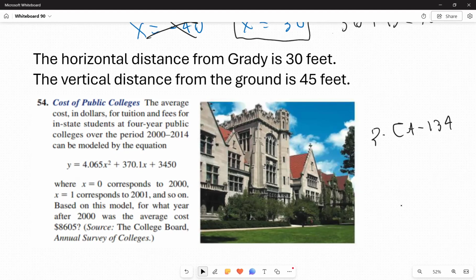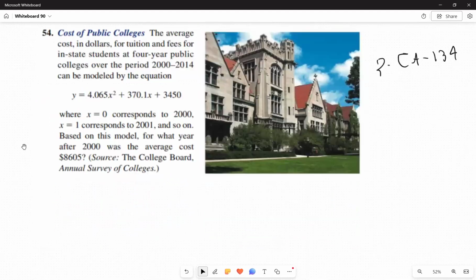The average cost in dollars for tuition and fees for in-state students at four-year public colleges over the period 2000 to 2014 can be modeled by the equation given below: y equals 4.065x squared plus 370.1x plus 3,450, where x equals 0 corresponds to 2000, x equals 1 corresponds to 2001, and so on. Based on this model, for what year after 2000 was the average cost $8,605?